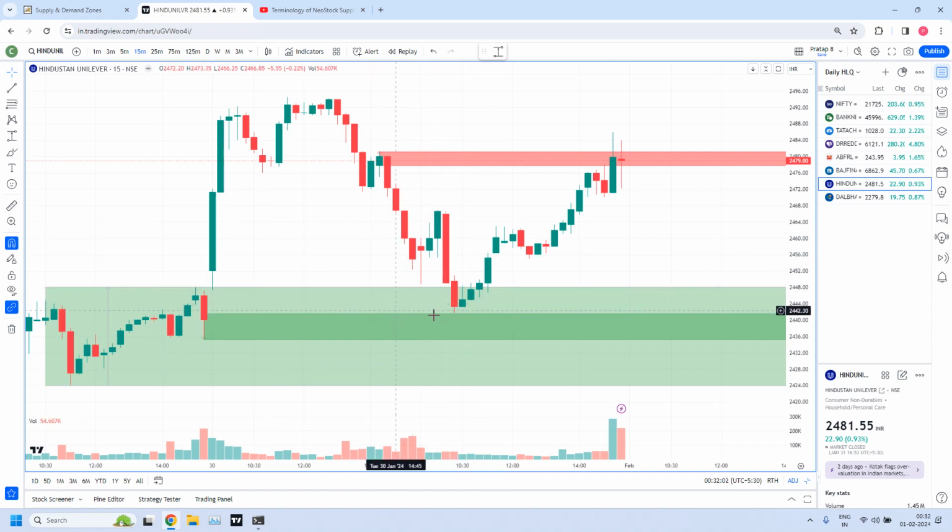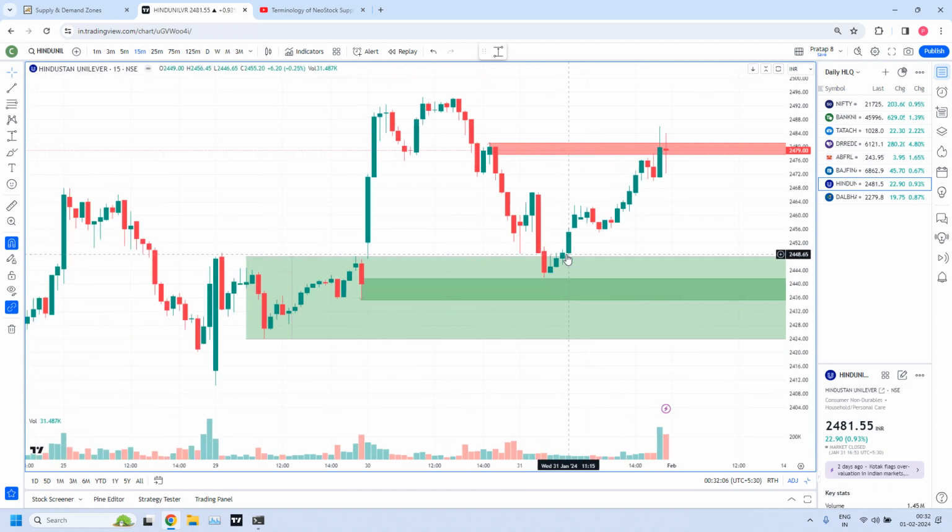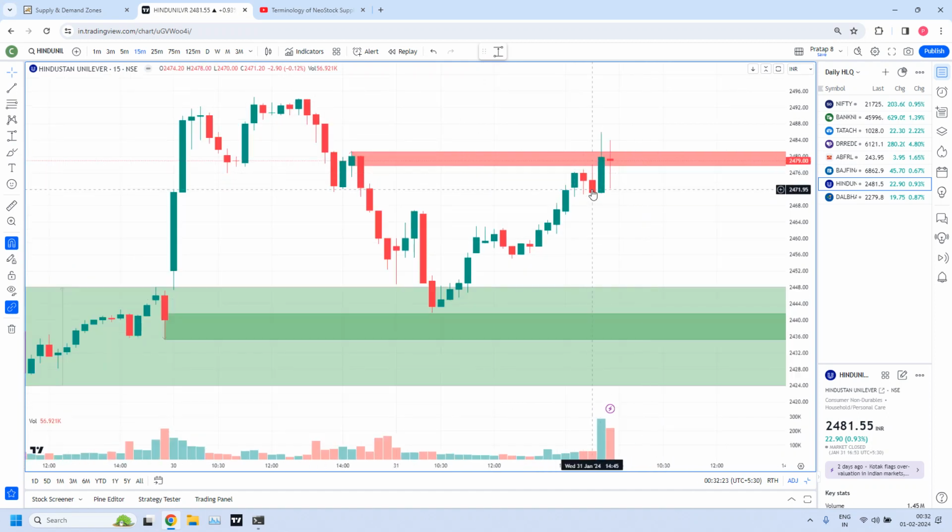If at all there are any remaining orders, probably they would be executed here. But just before, I think 5 paisa before, generally we place our orders a little above that. Just 5 paisa before, prices started moving up and finally reached the target in this candle, 1445.